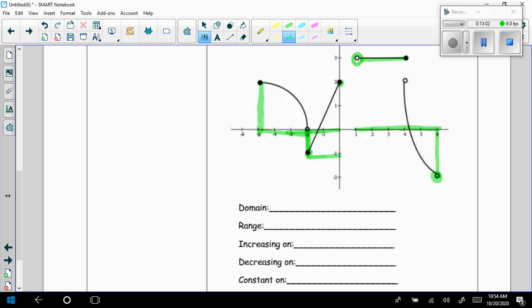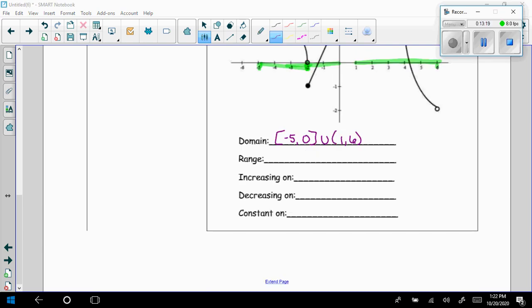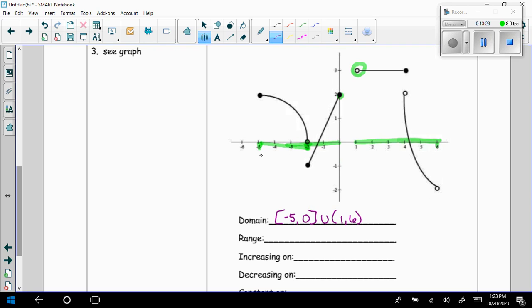So we can see left to right here, erase kind of all these extra lines. We're going from -5 to 0, and then from 1, keep in mind that's an open circle, all the way to 6. And that would be how you describe your domain. So your domain is expressed like that, where you're going from -5 to 0, and then you're skipping from 1 to 6. Noticing that we use parentheses because the 1 and the 6 are both open circles.